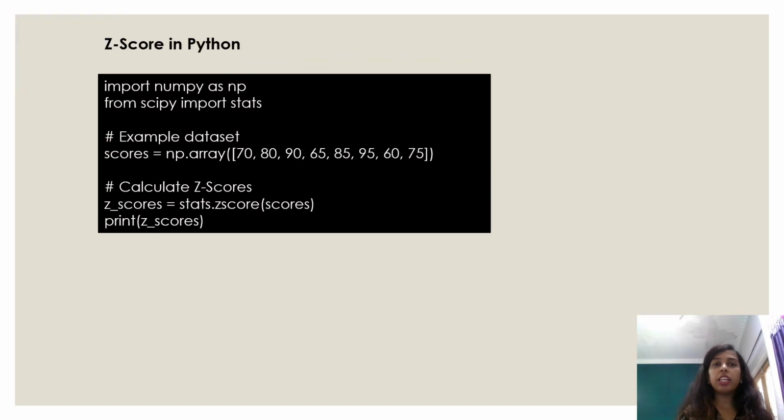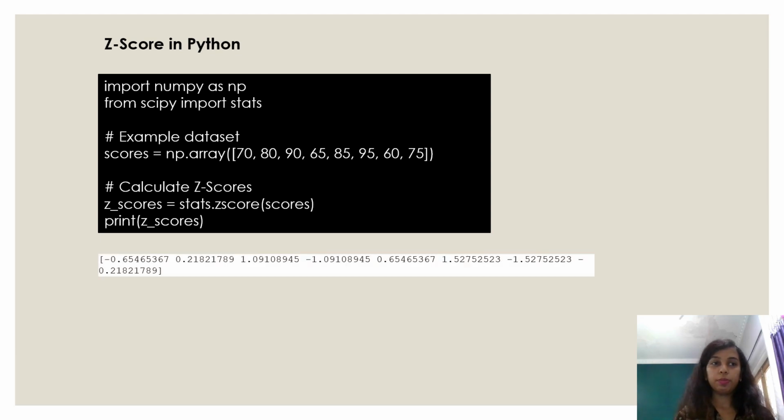Now that we have seen how to manually calculate z-scores, let us move to Python, where you can easily calculate z-scores using libraries like SciPy. Here's the Python code to calculate z-scores for our test scores dataset using SciPy. When you run this code, Python will return the z-scores for each value in the dataset as follows. This gives a quick way to see which data points are above or below the mean and by how much.